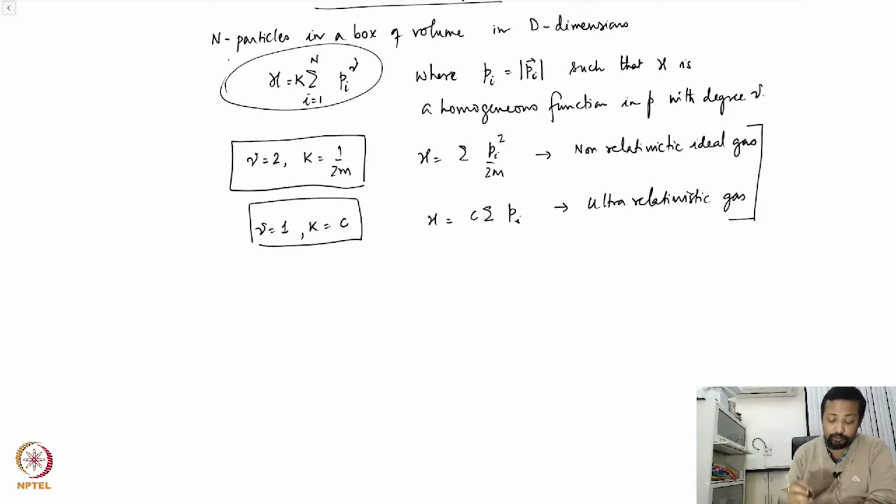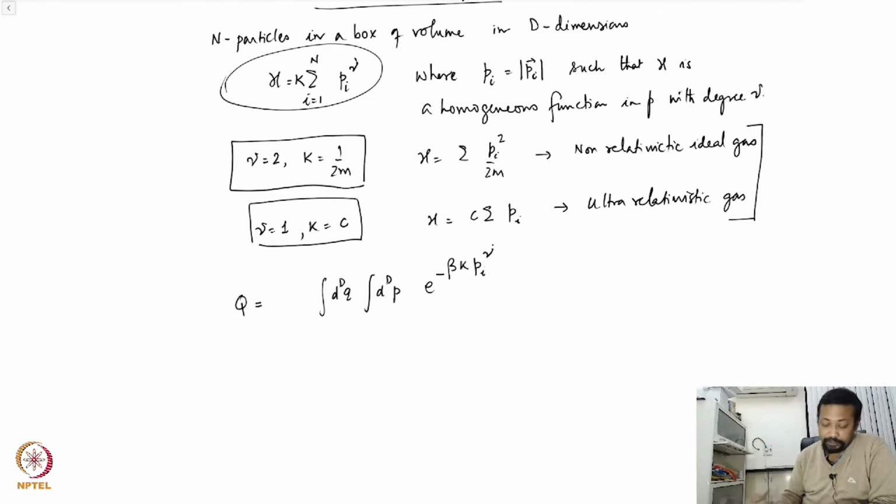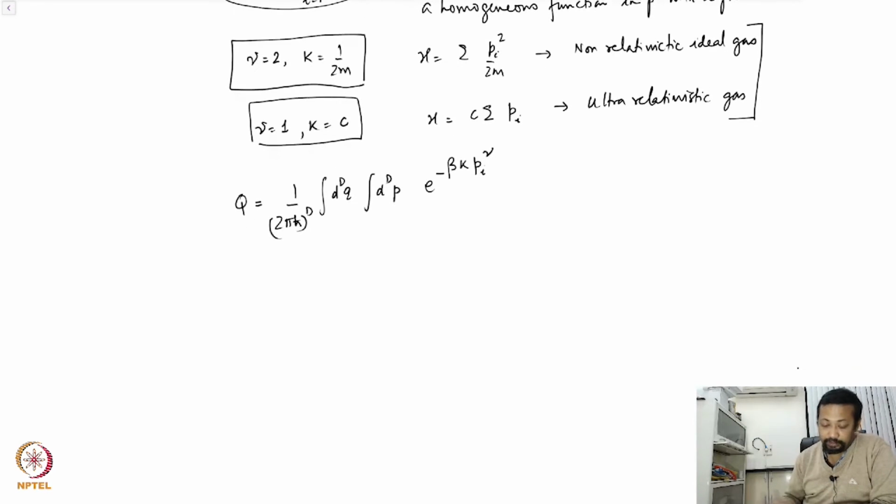So given this Hamiltonian, we write down the single particle partition function as the integral d^d q d^d p, since it's d-dimensional, e to the power minus beta kappa p_i raised to the power nu. Now you notice that this quantity is still dimensionful, because it has a dimension of q times p, which is the dimension of action, and therefore you divide this by 2 pi h bar raised to the power d, right?